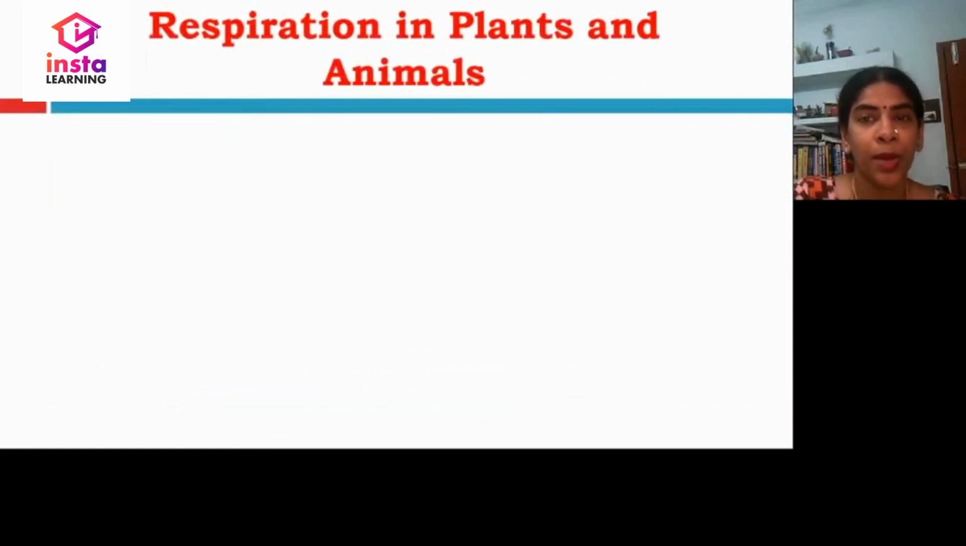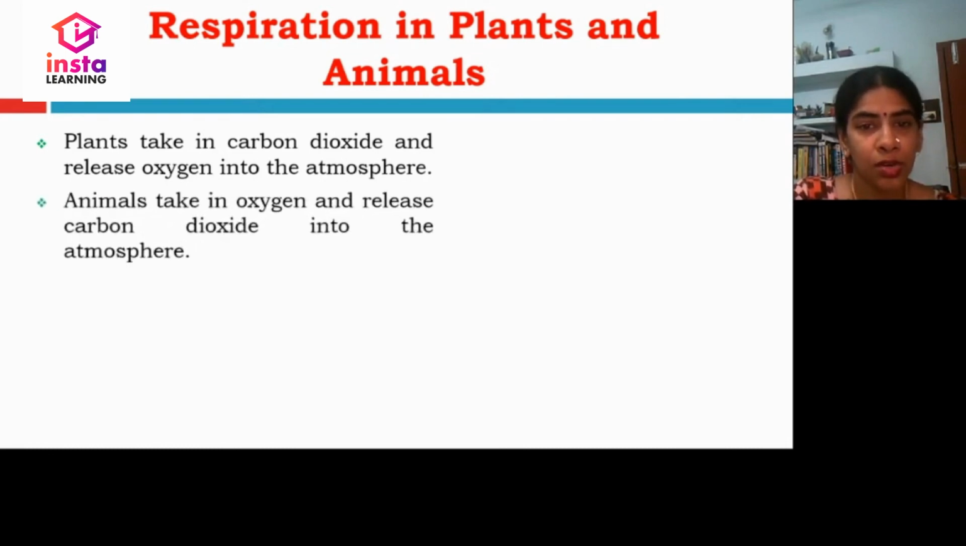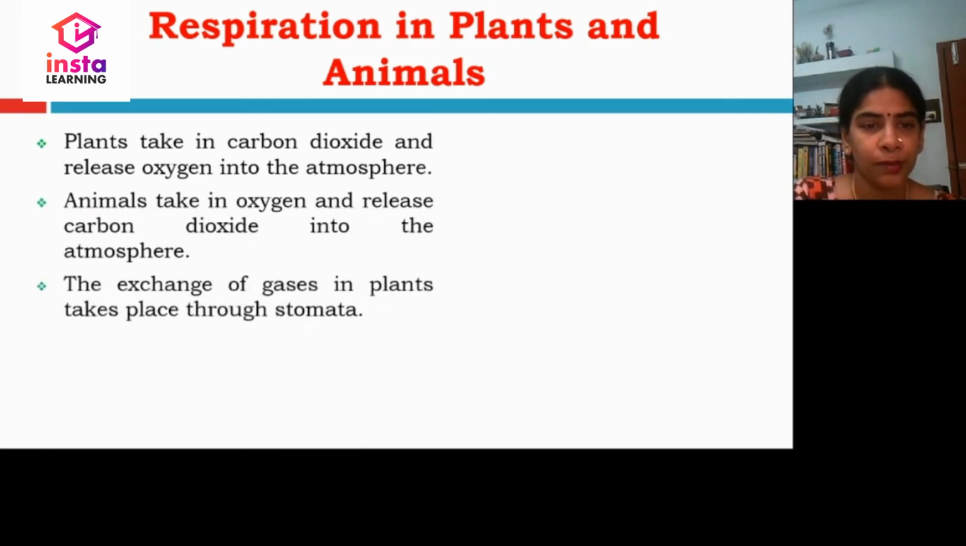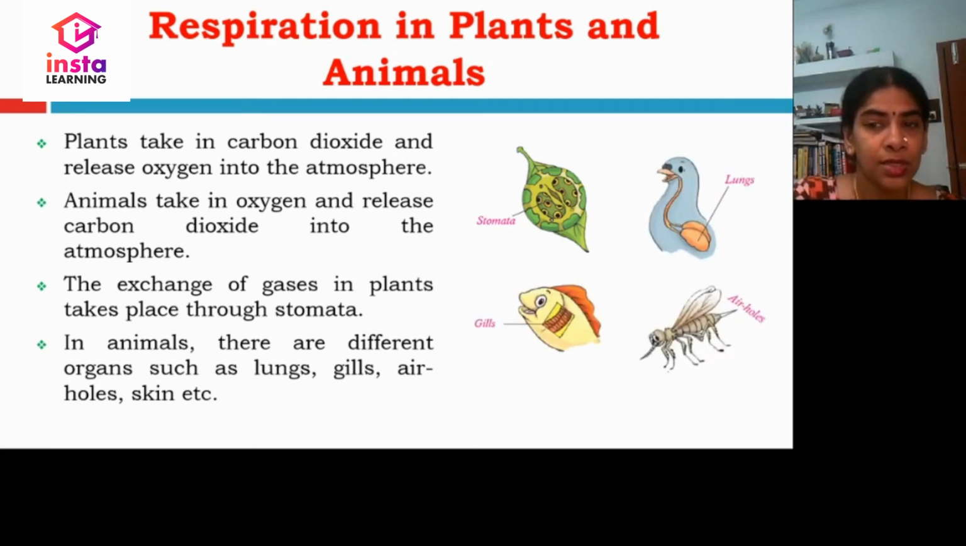Let us compare the respiration process in plants and animals. Plants take in carbon dioxide and release oxygen into the atmosphere. Animals take in oxygen and release carbon dioxide into the atmosphere. The exchange of gases in plants takes place through stomata. In animals, there are different organs such as lungs, gills, air holes, skin, etc. So, plants respire through stomata in the leaves, while animals have lungs, gills, skin, air holes, etc. Plants take in carbon dioxide and release oxygen in the morning. At night, they take in oxygen and release carbon dioxide into the atmosphere.